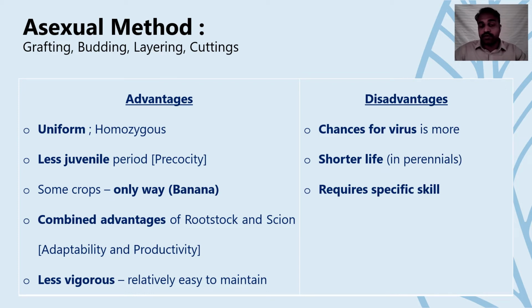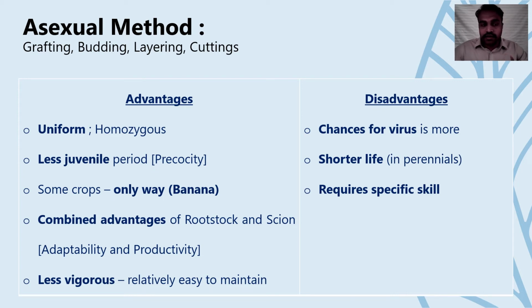And in some of the crops, there is no other way other than asexual propagation, for example, banana. In case of banana, there are no seeds produced because of a character called parthenocarpy, and there is no other way other than asexual propagation to multiply banana.